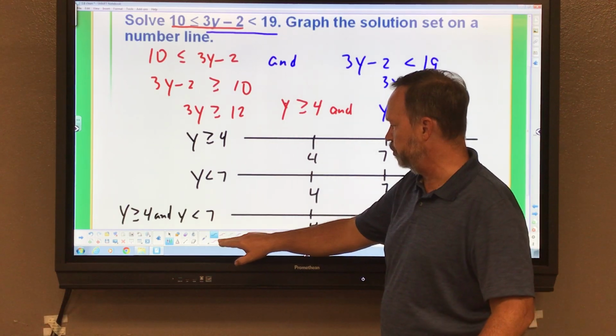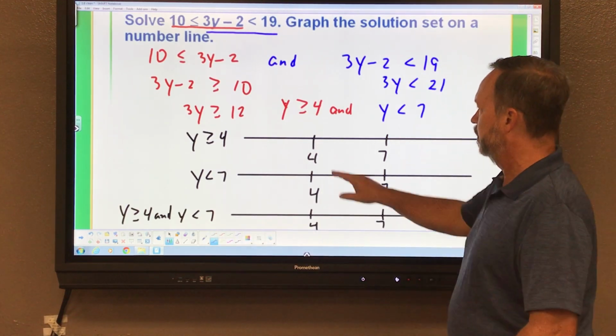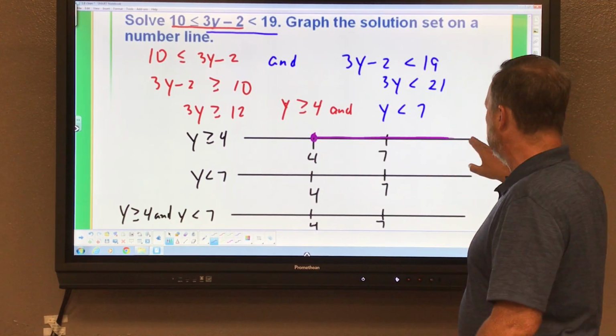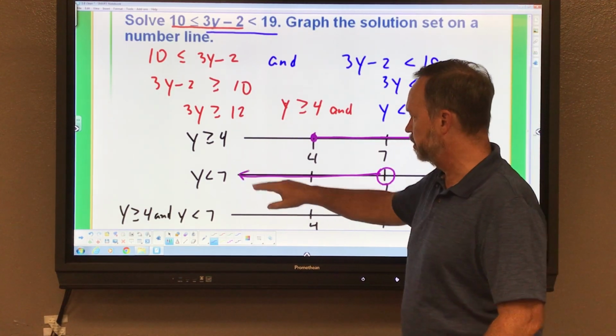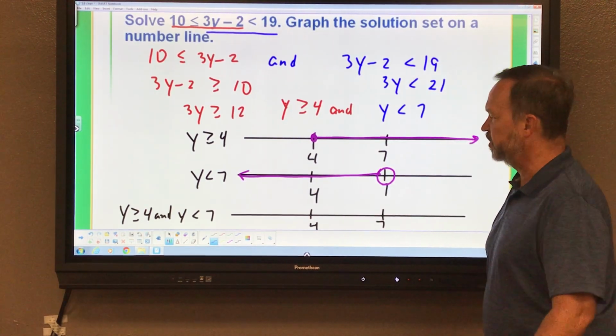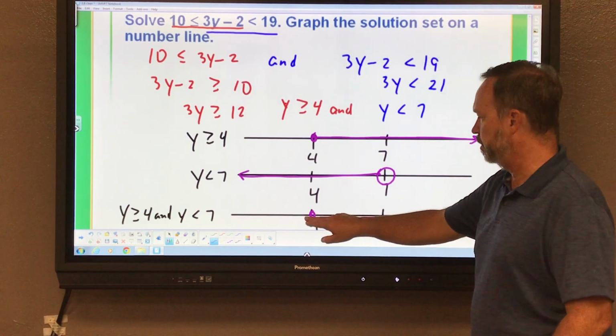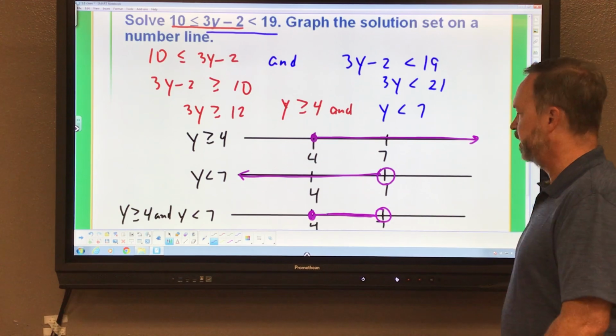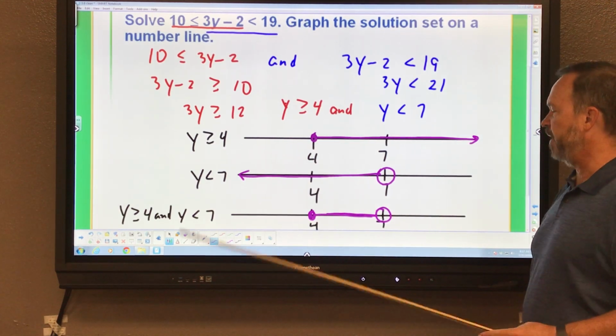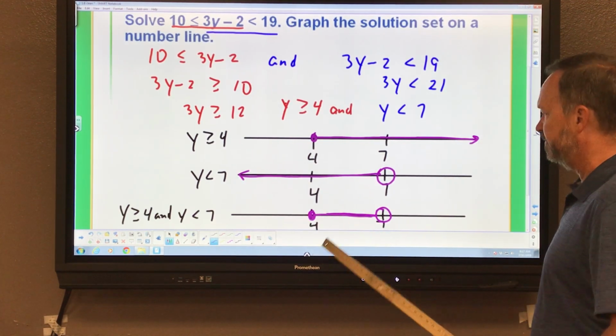And I'm going to graph. Could be equal to 4, greater. Can't be equal to 7, less. The and, the stuff that's shaded on both. That's the answer.